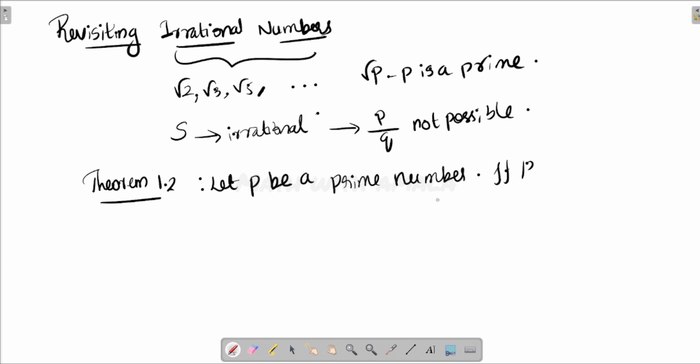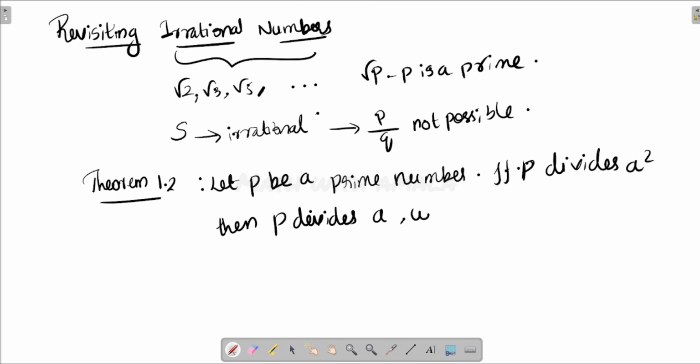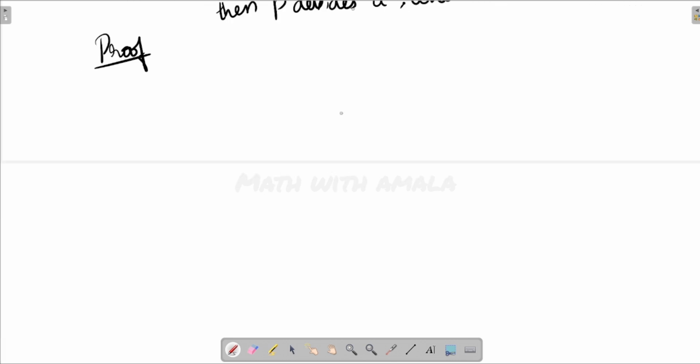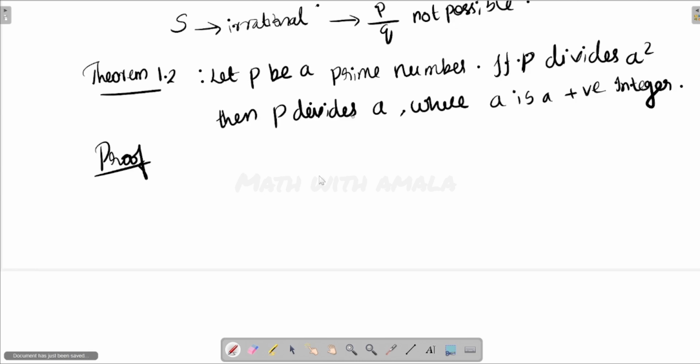Let's move to theorem 1.2, which is very important. Let p be a prime number. If p divides a square, then p divides a, where a is a positive integer. Actually, we are applying this theorem on different upcoming theorems in order to prove them. So let's move to the proof of theorem 1.2.